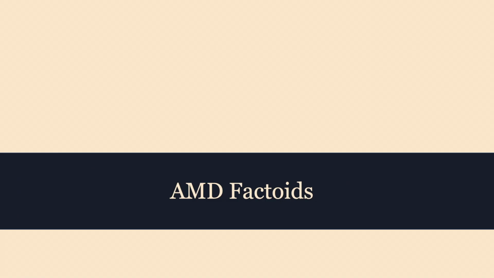Now, little AMD factoids. Age-related macular degeneration: it's hard for me to see this, so I know it says there are two types. There's dry and there's wet.